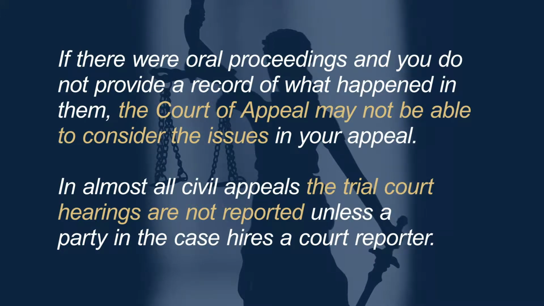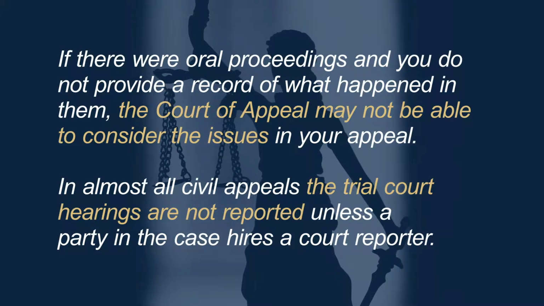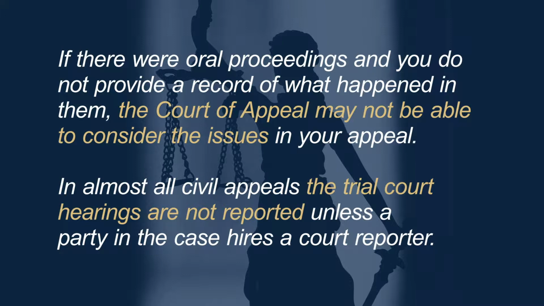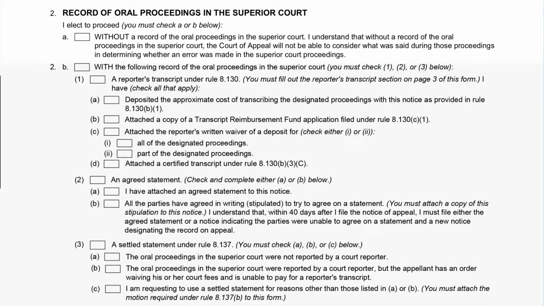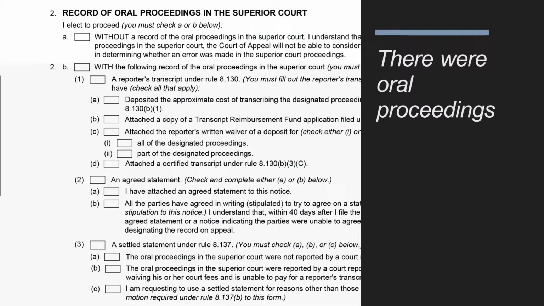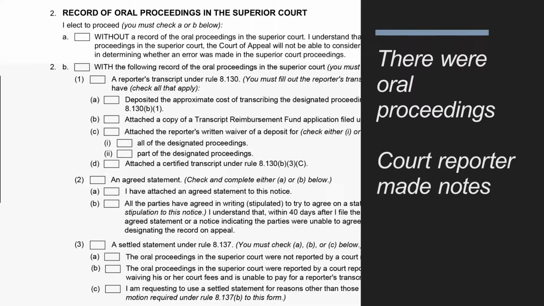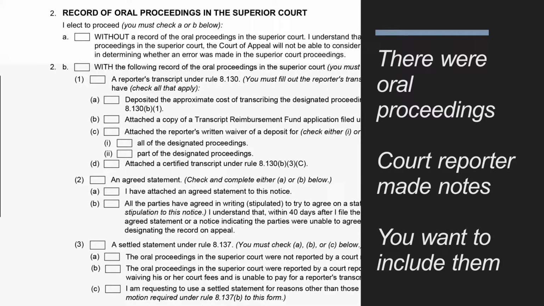So if there were oral proceedings in your trial and you cannot get a reporter's transcript, another video explains what you can do. If there were oral proceedings in your trial, and a court reporter made notes of what was happening, and you want to include the reporter's transcript in your appeal, check box B and box 1 underneath it.